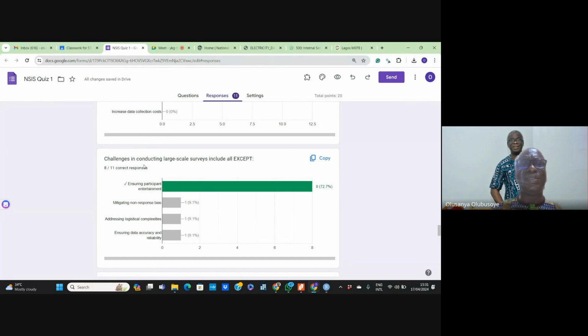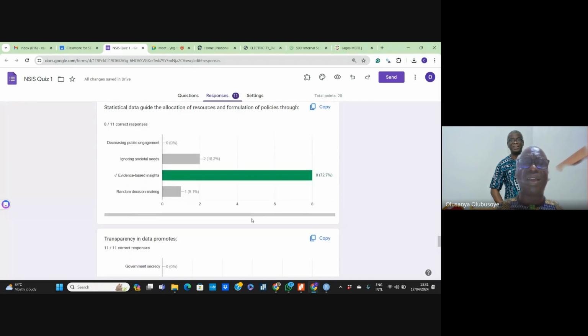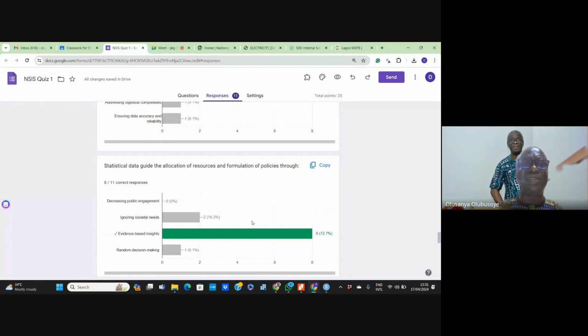this one. Challenges in conducting large-scale survey include all except. This challenge includes mitigating non-response bias, addressing logistical complexity, ensuring data accuracy. All these ones are valid, but the one that is not valid is this one. So I don't know why people missed that.